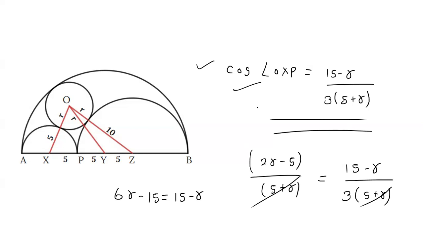So it will come like 7R is equal to 30. So from here you can get the radius of the circle as 30 by 7 centimeter. So in this way we can solve this problem.